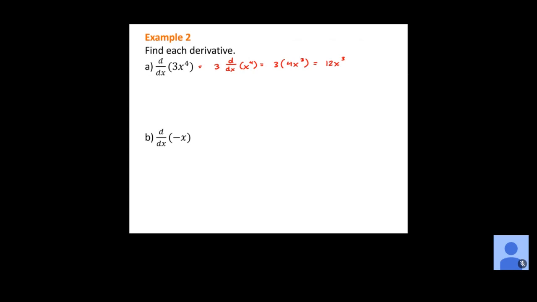Now, you don't have to do all of these steps every time, because in this case, all we're really doing is we're multiplying this 4 times this 3 right here. Okay, because 4 times 3 is 12. Subtract 1 from the exponent, you could go straight to 12x to the third there. So you don't actually have to show the step of bringing the 3 out front, then taking the derivative of x to the fourth, and then multiplying them back together. You just want to multiply 4 times 3 to get 12, subtract 1 from your exponent, that'll give you your answer. Any questions there?